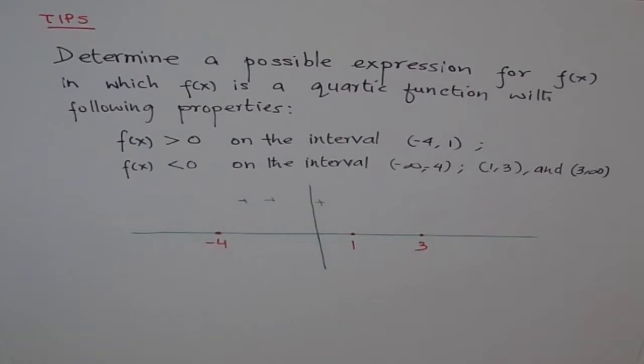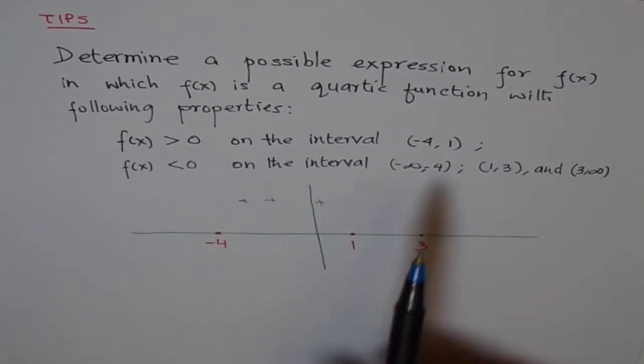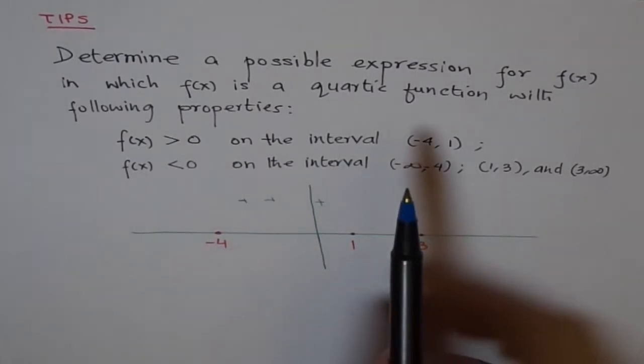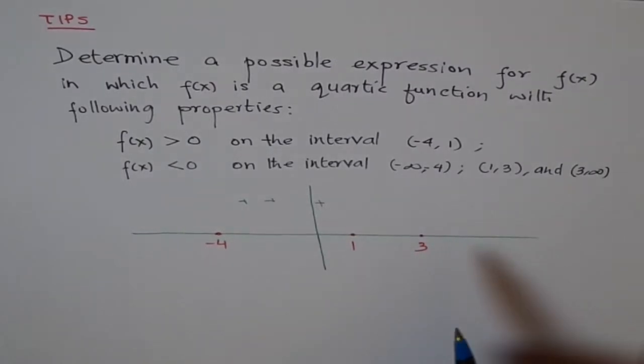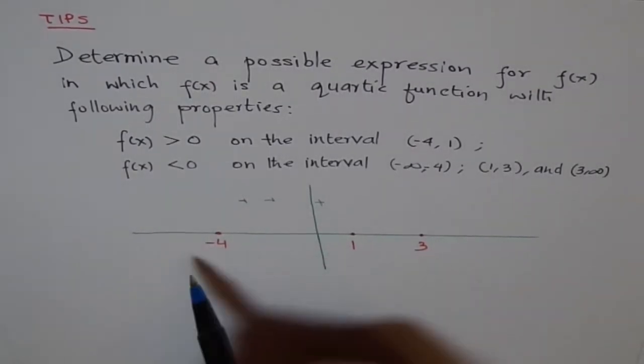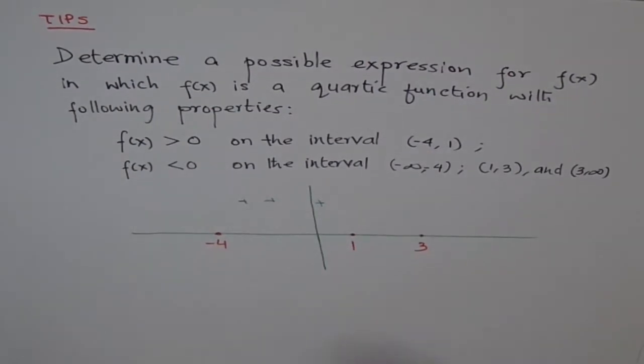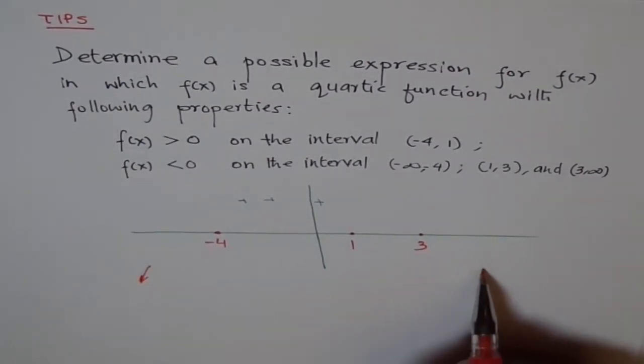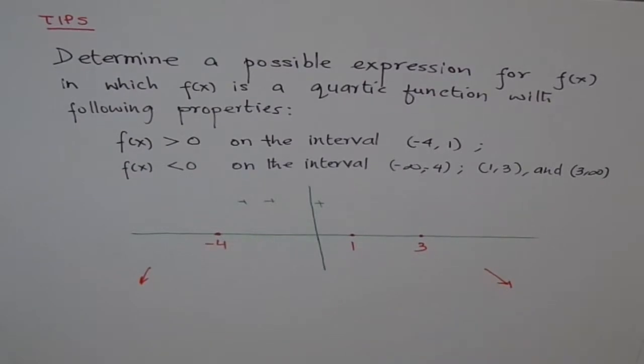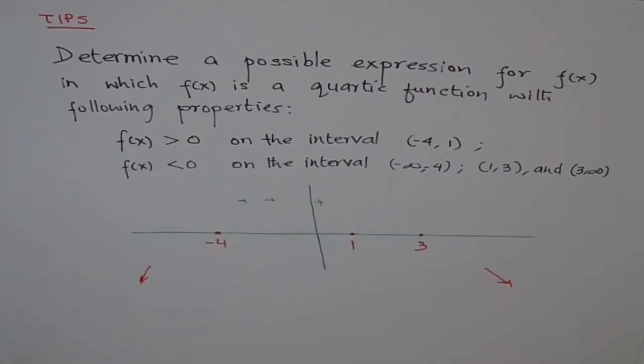Now, if you need to draw a quartic function, then one of these roots should have a multiplicity of 2, correct? 1, 1, 1 gives us 3, right? So one of them should have a multiplicity of 2. Well, the function is quartic, so the end behavior is the same on both sides. Here it is negative on these sides, therefore we can safely say that the end behavior is like this, correct? That means the leading coefficient has to be negative, okay?